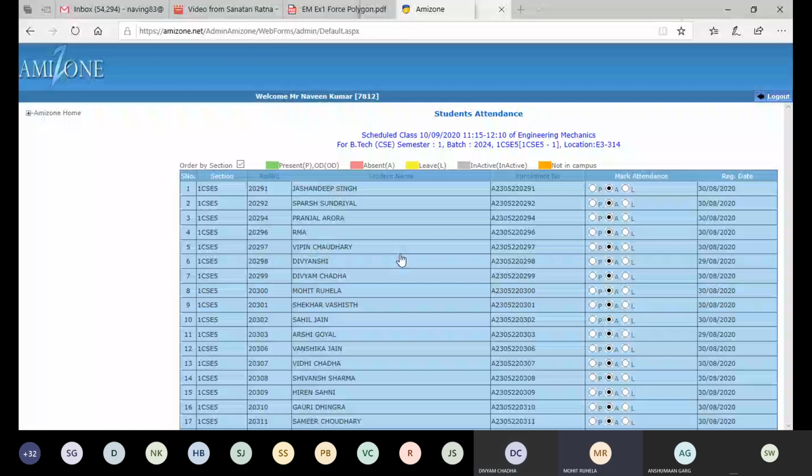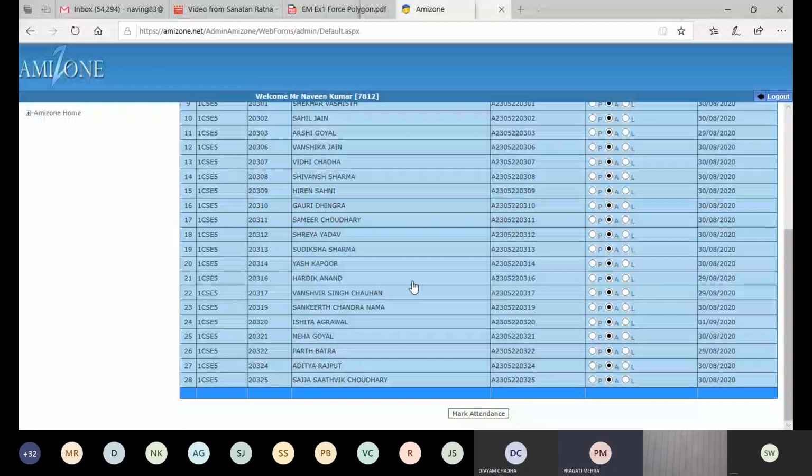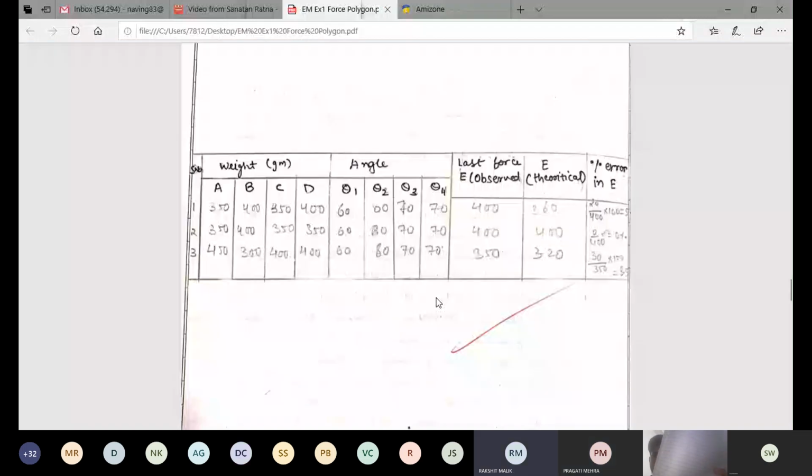Next is 301. Present, sir. Excuse me, sir. Sir, could you please tell how to calculate the percentage error? I joined late. Sir, please explain the figure as well. Percentage error is theoretical minus observed upon theoretical, into 100.